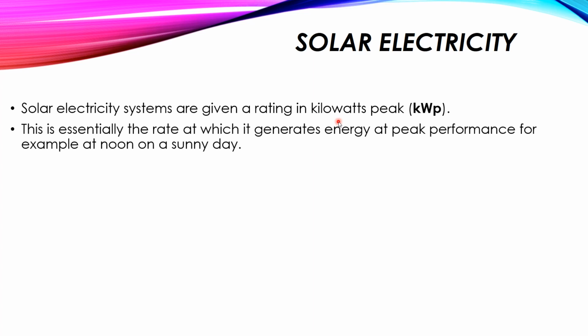This is essentially the rate at which it generates energy at peak performance, for example at noon on a sunny day. At noon on a sunny day we have the maximum power which can be produced from the sun, which is the time with the maximum amount of irradiation from the sun. So this represents the maximum power which can be generated, and this is what represents the capacity of our solar PV system.